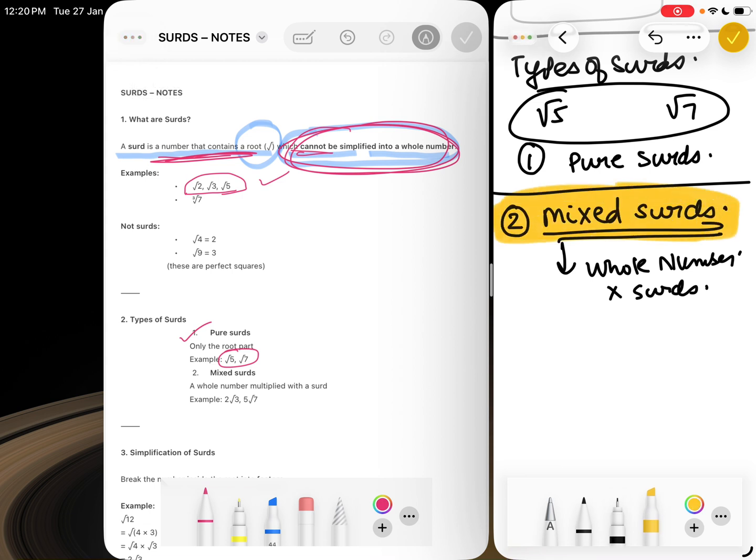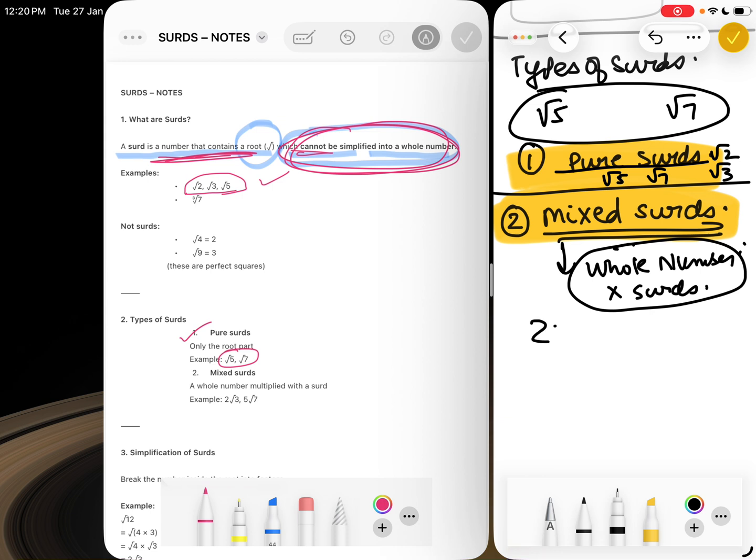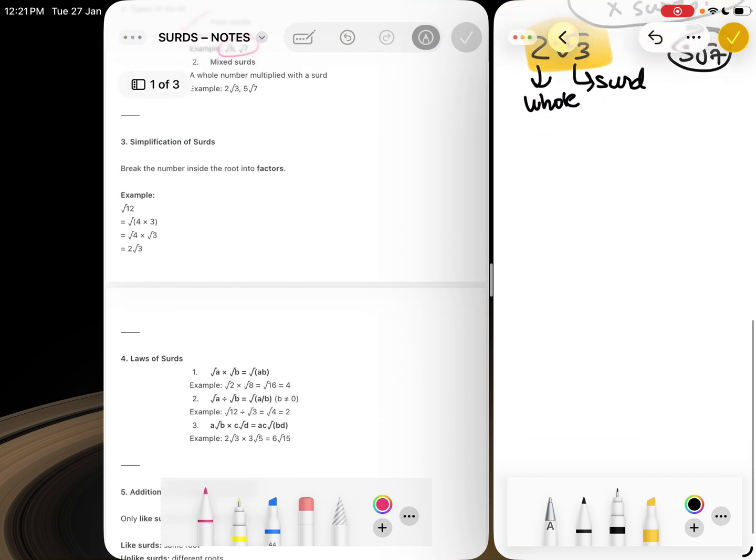So mixed surds, let's take an example. Pure surds are clear: root 2, root 3, root 5, root 7, only a surd, right? A whole number multiplied by a surd, let's talk about that. So 2 root 3, this is a whole number and this is a surd. So a whole number multiplied with a surd is a mixed surd. Then 5 root 7 is also a mixed surd, okay. Now we have understood what a surd is and the types of surds.